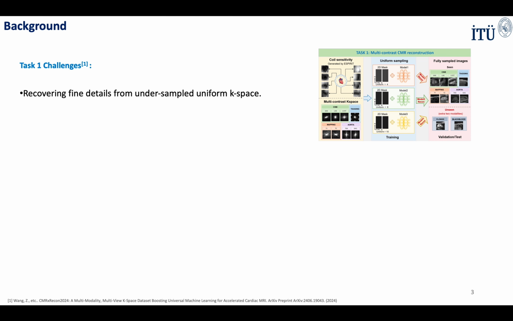The K-space undersampling at 4 times, 8 times, and 10 times makes it really hard to capture those fine, high-frequency details in the images. Handling different contrast types: we have multiple contrast types like aorta, sign, mapping, and tagging, and each one needs a slightly different approach for reconstruction, which adds to the challenge.